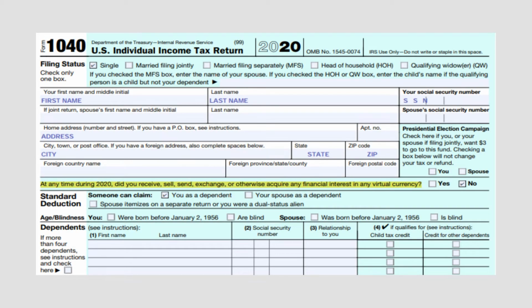This is the front page of the Form 1040. It is the top portion of the form. Check the box that you are single, put your name, address, and social security number at the top of the form.